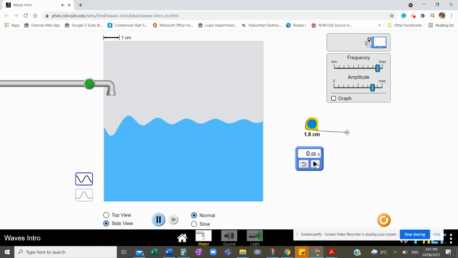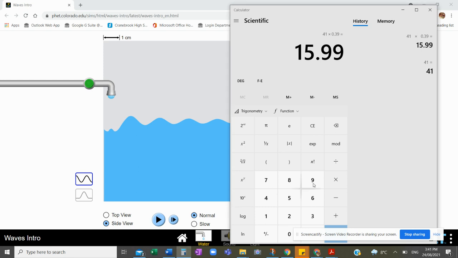Here, 1, 2, 3, 4, 5, 6, 7, 8. Oops. Okay, so I stop this at 8 cycles. So if I get my time period, which was 7.6, and I've got 8 cycles in that time, that would be 8 divided by that 7.67, and I should actually end up with the number that we had there. This is how we calculate frequency.